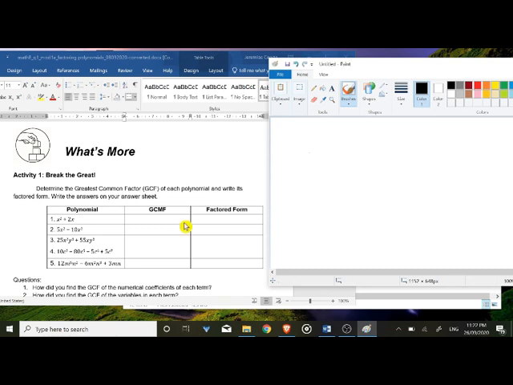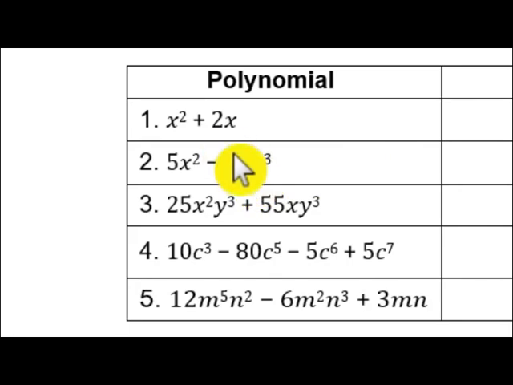Ang lesson na to ay Factoring with Common Monomial Factor. Given polynomial dito, hahanapin natin ang common monomial factor or the GCMF, the greatest common monomial factor. Lagay natin dito yung greatest common monomial factor ng mga polynomials na ito. And then on the third column, isusulat natin yung factored form. So number 1, x squared plus 2x.